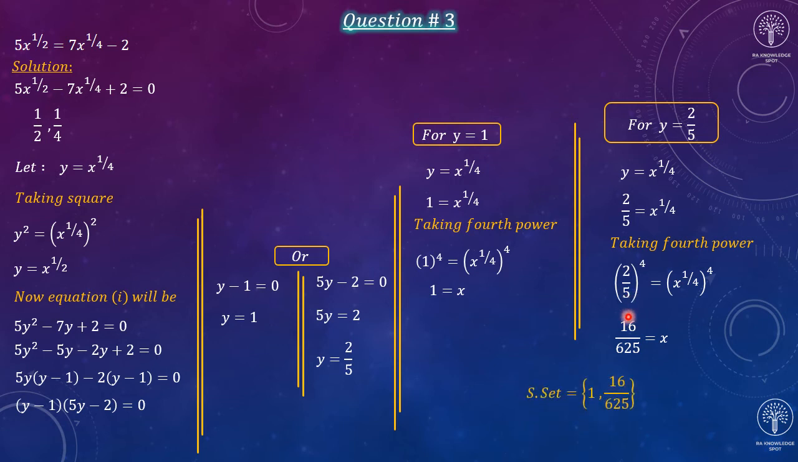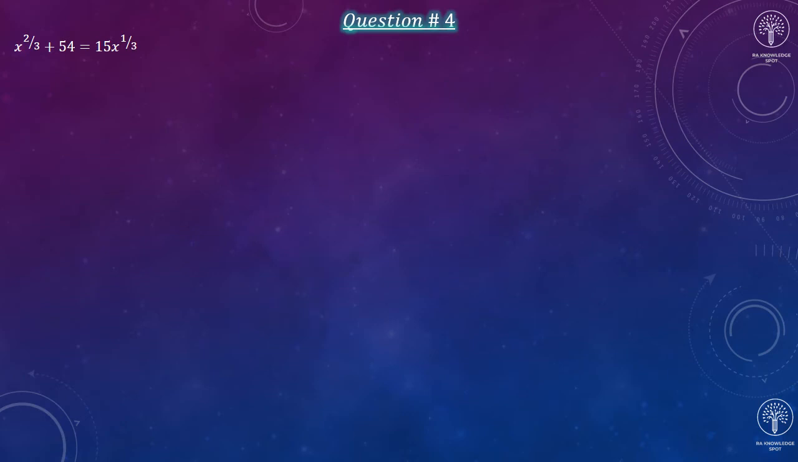Now these are the two solutions of this question in the form of x also. Moving towards the next part, that is 4. Once again, this is not in the arranged form.